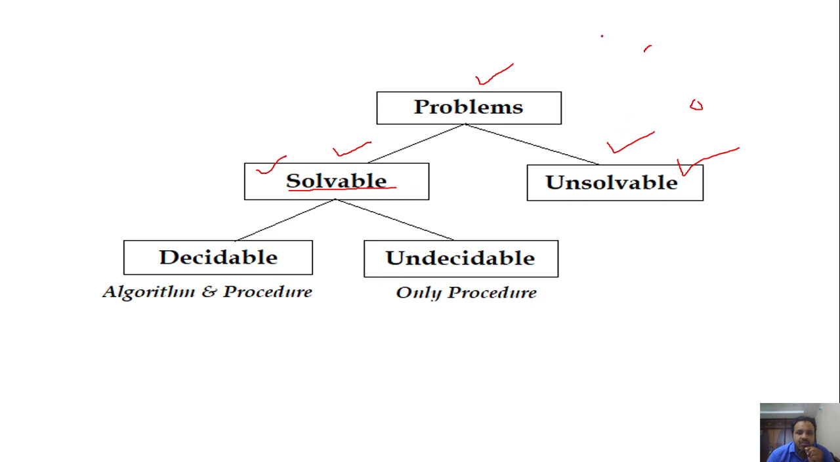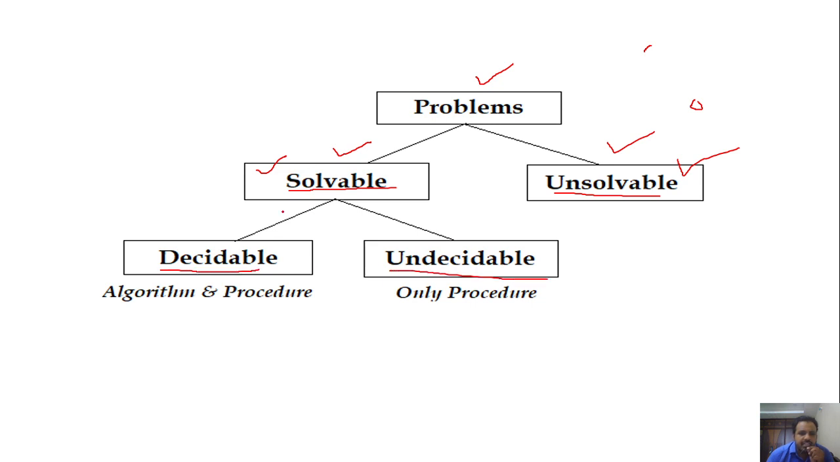So now those mobile phones will be considered as a solvable one. That means they came from unsolvable to solvable one. Okay. So generally these are the problems which will be considered as solvable and unsolvable. Okay. Next one, the solvable problems can be further divided into two categories: decidable and undecidable.